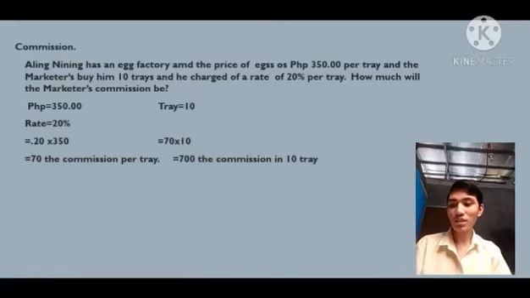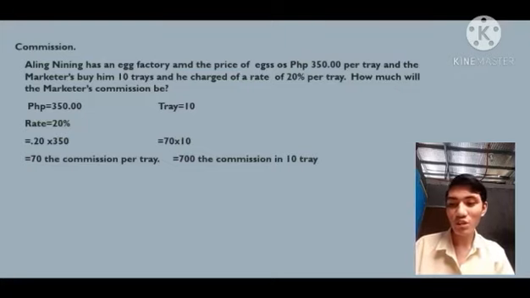The rate is 20%. 0.20 times 350 is 70. This is the commission per tray. And then we solve for 10 trays. 70 times 10 equals 700. The total commission is 700.